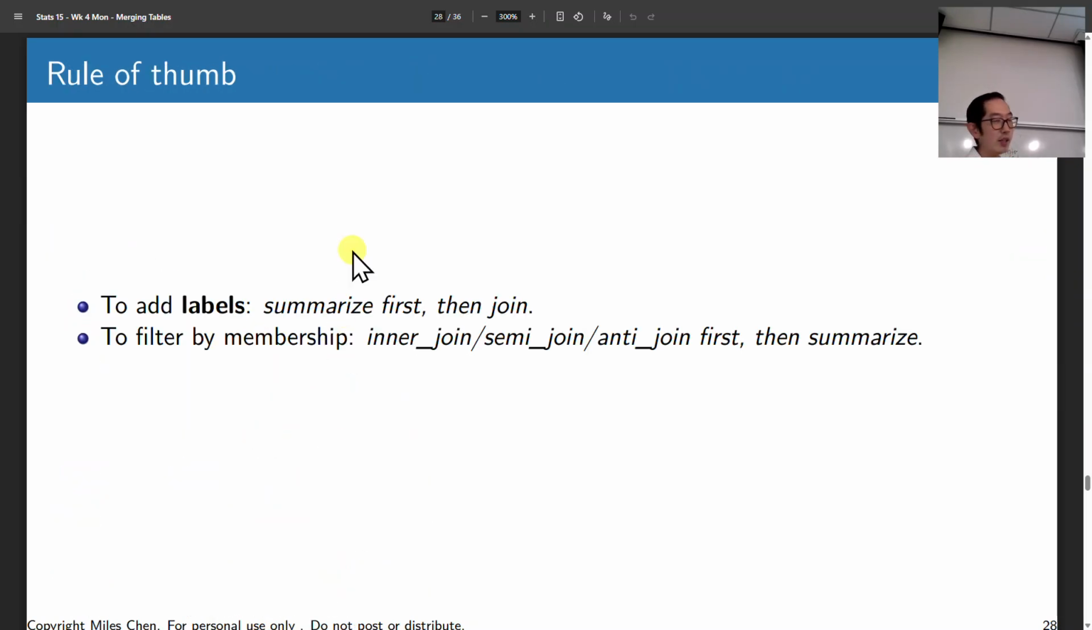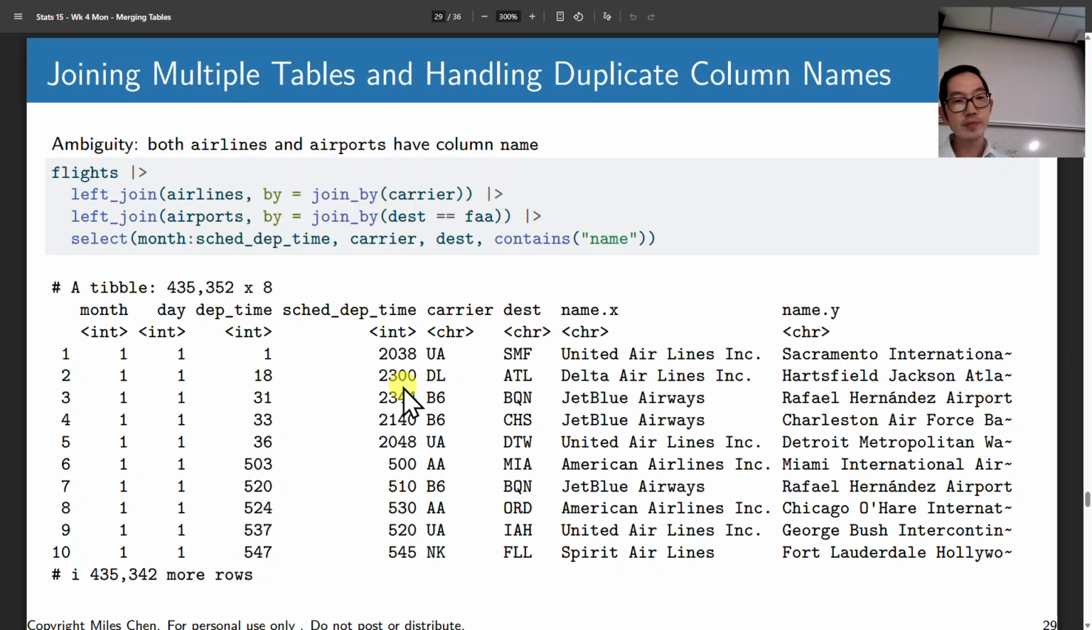So if you want to add labels to something, summarize first and then join, okay? When would you do the join first and then summarize? That's if you're using the join operation as a way to filter the rows to keep. So when you're doing something like an inner join or a semi-join or an anti-join to figure out which rows to keep, do that first and then call the summarize operation. Okay.